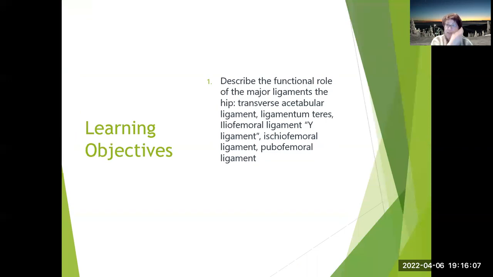So for the learning objectives, I want you to really know the function of each of the major ligaments, the functional role. Normally when we talk about the functional role of a ligament, we want to know what motion does it limit. All ligaments limit motion to some extent, and we want to know what motion is limited by a particular ligament. And then, so what? So it limits some motion. How is that functionally important?